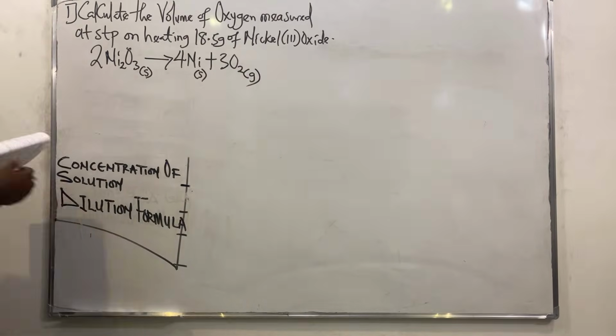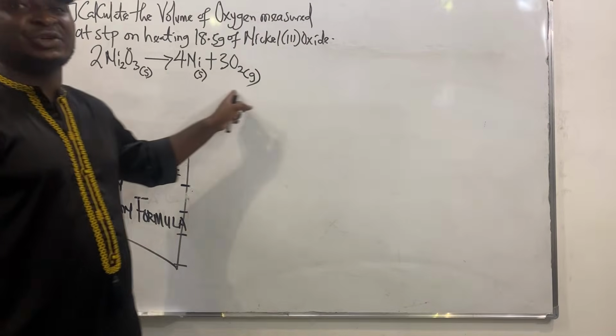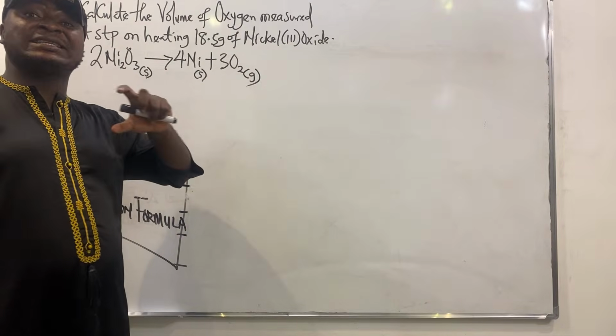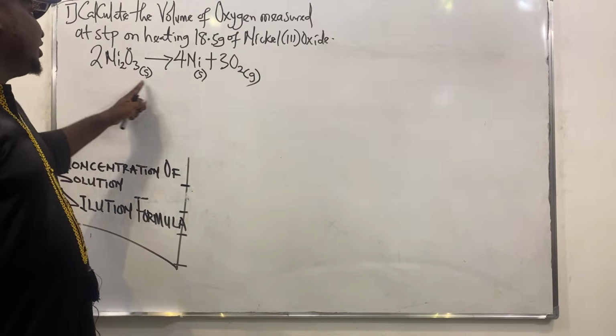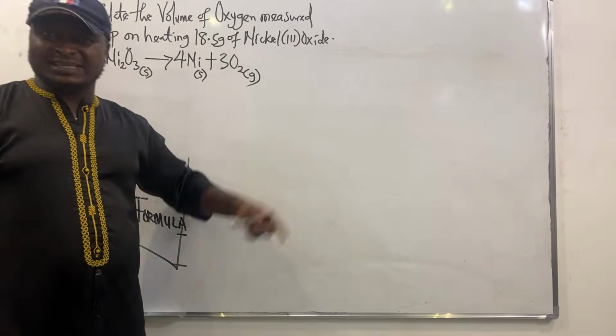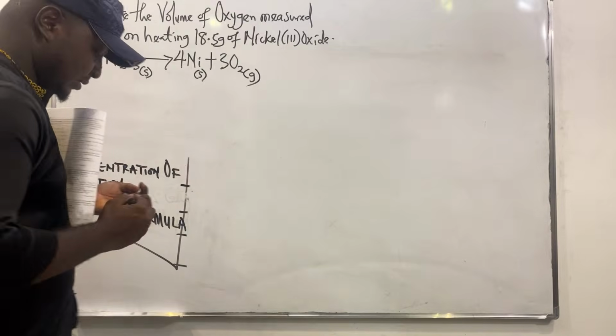If you are following this class, you will know that this reaction is a heterogeneous reaction. Heterogeneous because all the components of the reaction are not in the same physical state. This is solid to give solid and gas. So everything here is not in just one physical state. So this is a heterogeneous reaction.